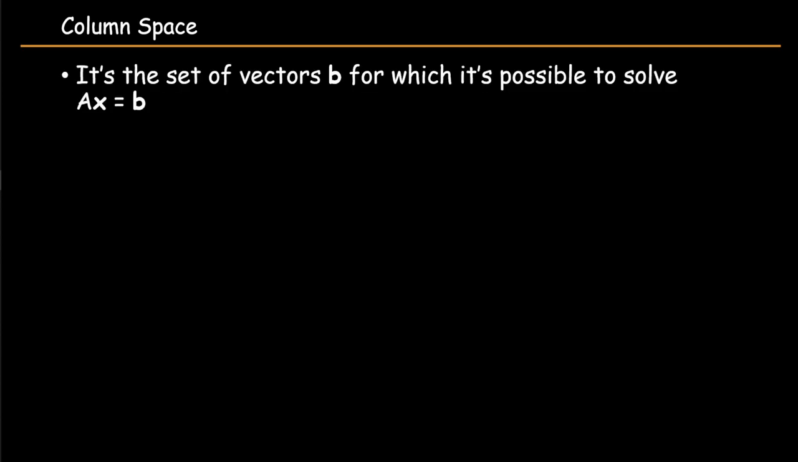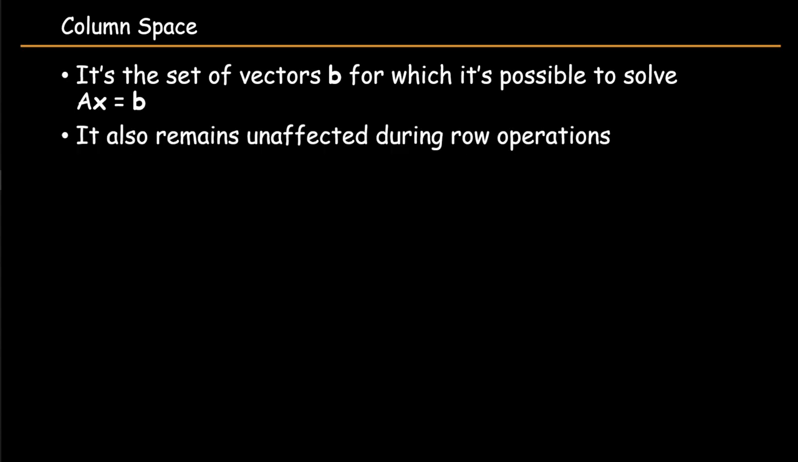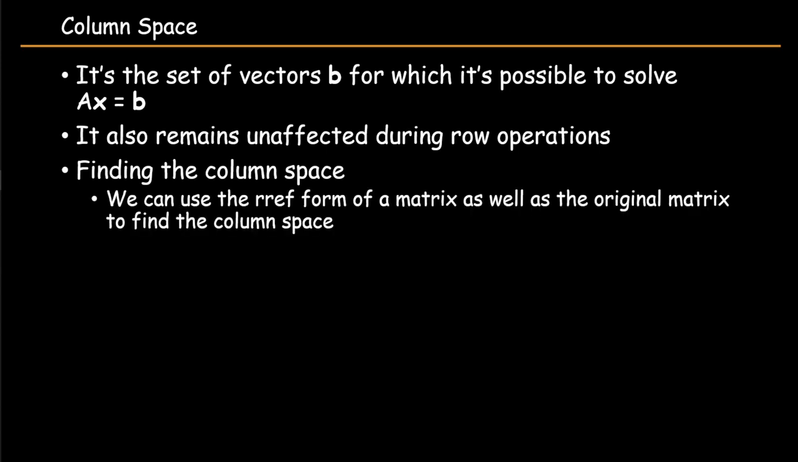So what about the column space? Well, the column space is the set of vectors B for which it's possible to solve AX equals B. And additionally, as I mentioned before, it also remains unaffected during row operations. To find the column space, we can again put the matrix in row reduced echelon form, but we also need to use the original matrix.